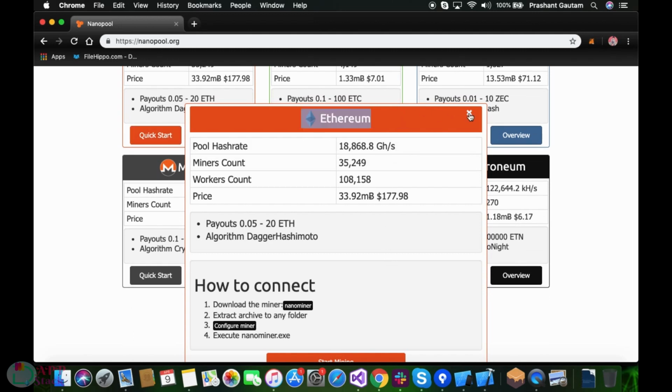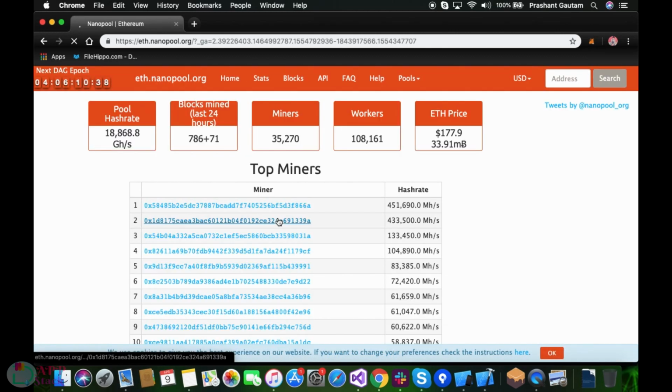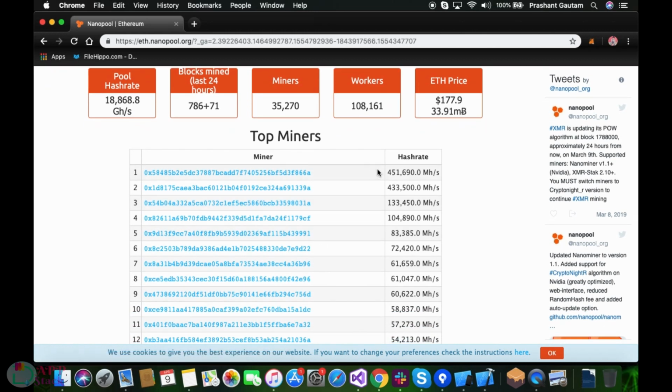When we click on overview, we find a list of top miners. My main motive for showing this was that miners validate every block in the blockchain. So every transaction on the blockchain is verified.